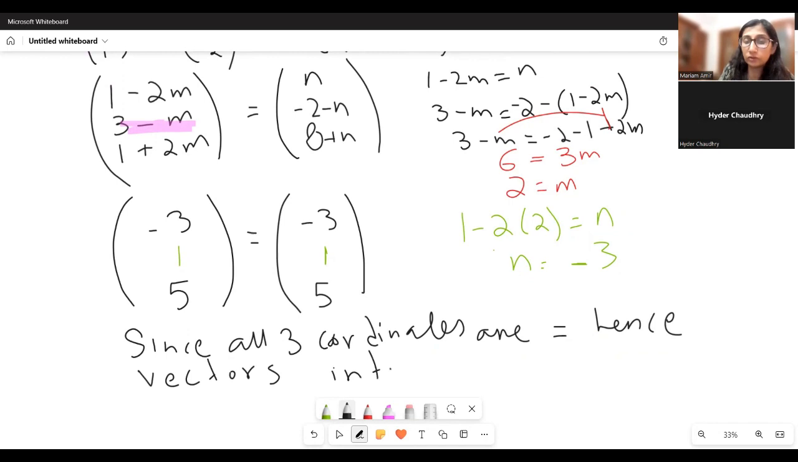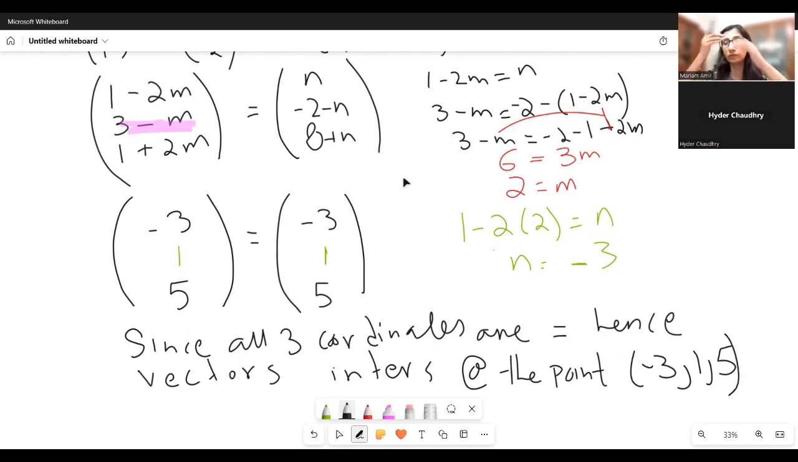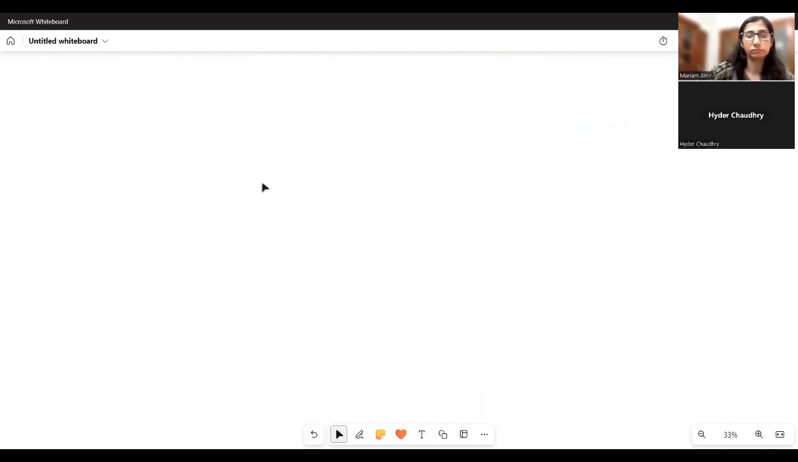And in many questions, they also ask for the point of intersection. So you write at the point (minus 3, 1, 5). Many questions say that if the vectors intersect, find the point of intersection. Now we're going to discuss how to find the angle between two vectors. It's very easy. Angle between two vectors.